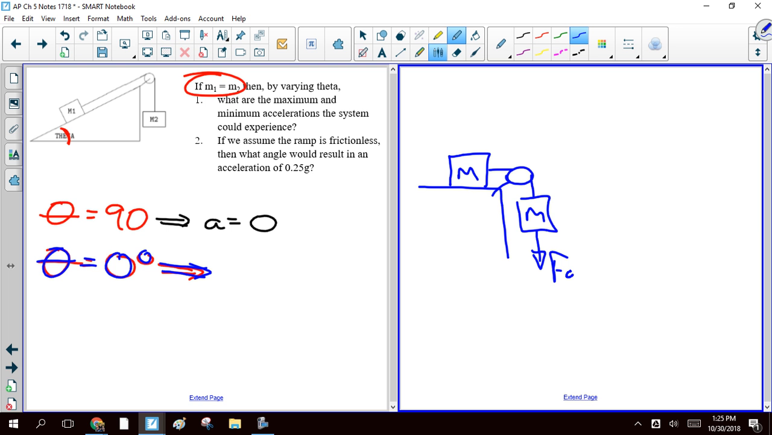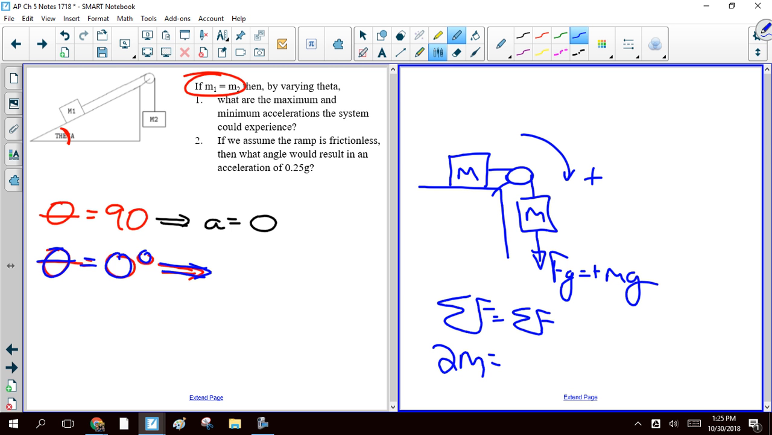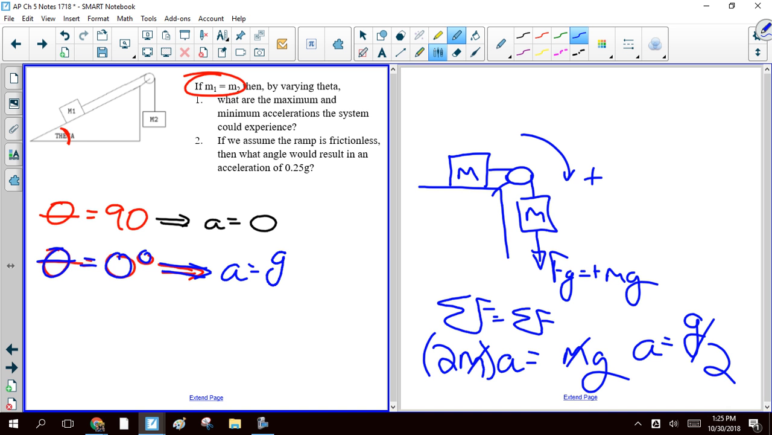And so our force of gravity is just going to be mg. Let's make this way positive, since it's clearly going to accelerate that way. So now, if I look at my whole system, net force equals net force. The mass of my whole system is 2m. That's equal to my net force, which is just mg. Net force is mass times acceleration, equals my total force, which is just mg, right? So divide both sides by m, and you find a is g over 2. So 4.9 meters per second squared, right?